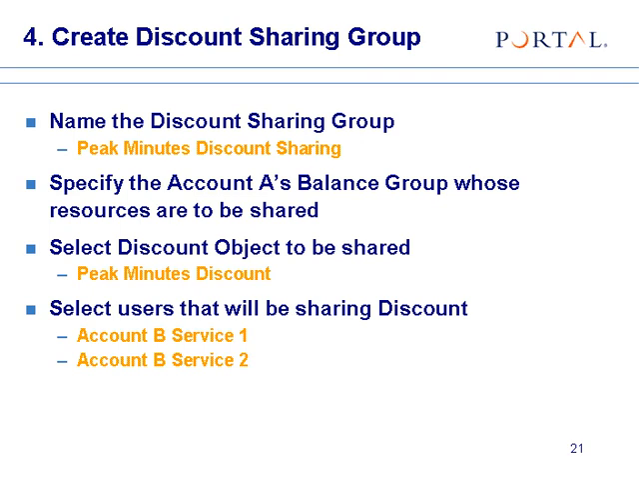By the same token, we'll assume I already had my discounts for the minutes set up already. I'll go and do a discount sharing group for the peak minutes discount, which is owned by account A. I'll specify that account A's balance group is the one to be impacted, the discount object, and again, both account B, Service 1, and Service 2 will be added as members to the sharing group.